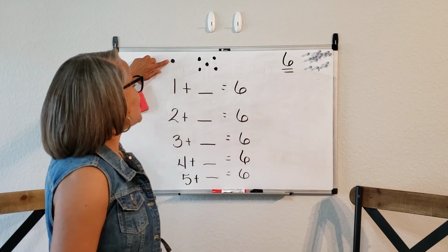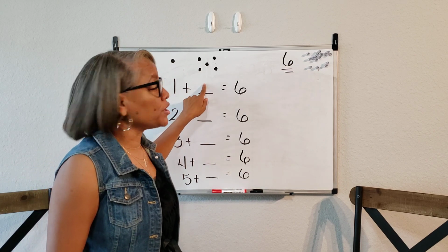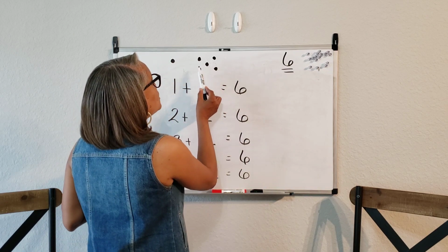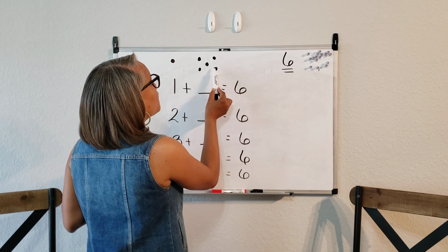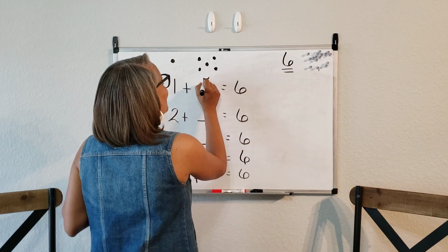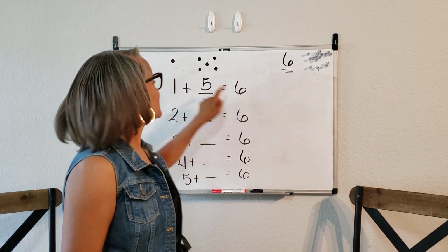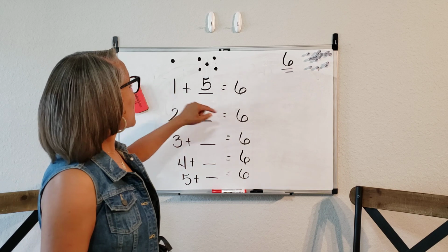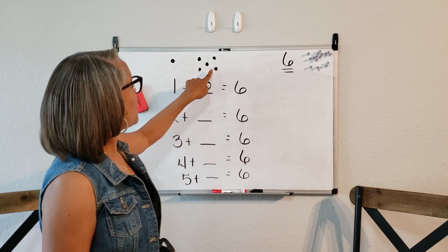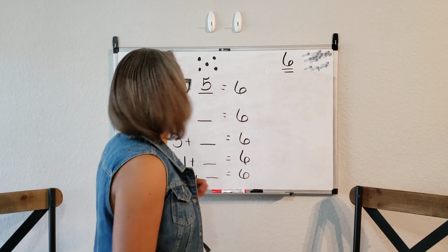Okay, so I have 1 dot that represents this addend. Now what's this addend going to be? How many dots did I have to draw? Let's count. 1, 2, 3, 4, 5. How many dots? Good job, Melissa. 5. Okay, so 1 plus 5 equals 6. 1 dot, 5 dots. The plus sign means to put them all together. 1, 2, 3, 4, 5, 6. That's our sum. Okay, let's do the next one.